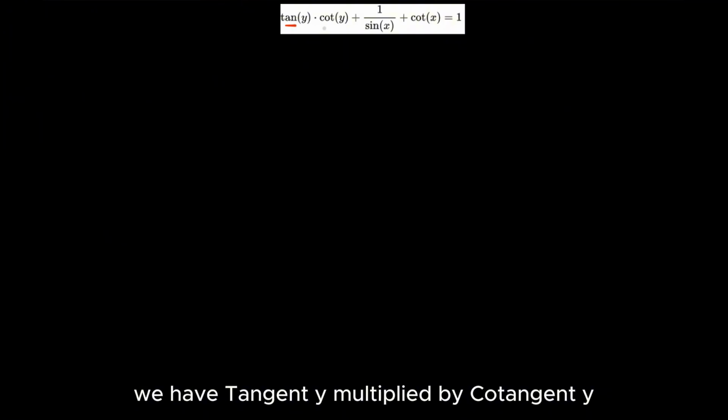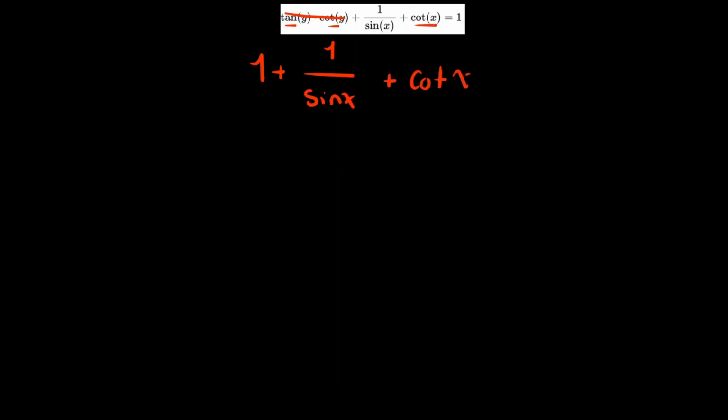Alright, so now for this equation, it's a simple equation. It wants us to get the value of the angle x. So basically, let's look at this. We have tangent of y multiplied by cotangent of y, and you know by multiplying a ratio by its inverse, this is equal to 1. Plus 1 divided by sine of x, alright, plus cotangent x equals 1.